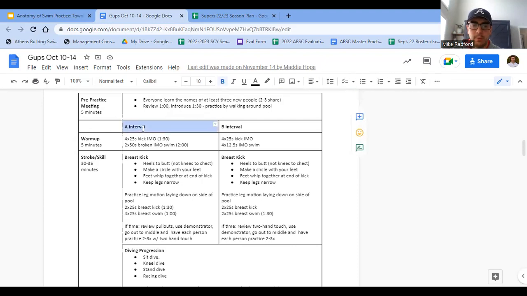And you see we've got an A interval. Most of the ABSC groups actually have this where there's a faster version of the set and a not as fast version of the set, right? So you've got your A interval and your B interval.